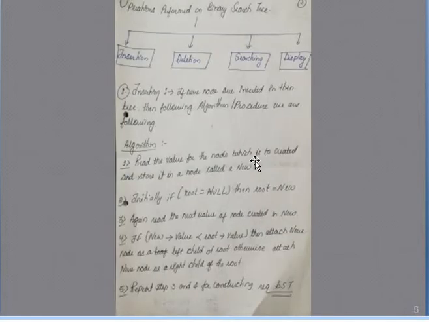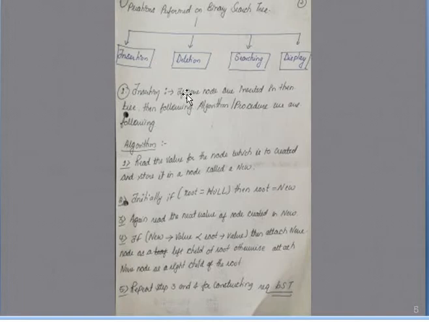So now we'll see what operations we are performing on the binary search tree. We can perform the insertion of a new node, deletion of a node from the binary search tree, searching, where we have to find the desired element, and at last we have to display the particular element. So we'll see all those operations one by one. First we'll see what is insertion.